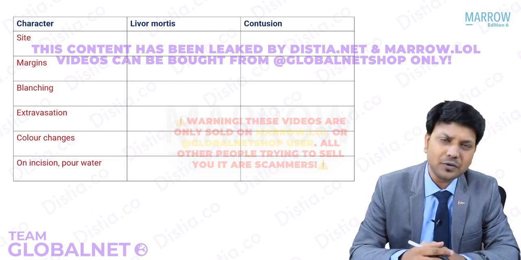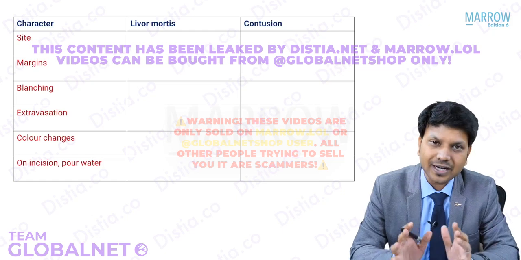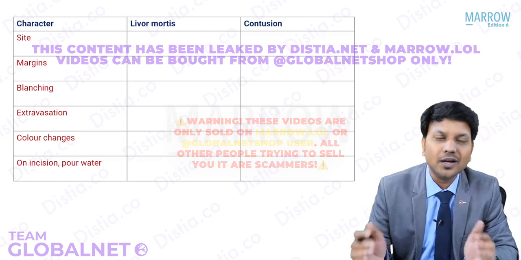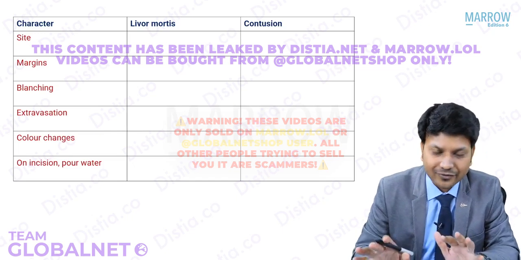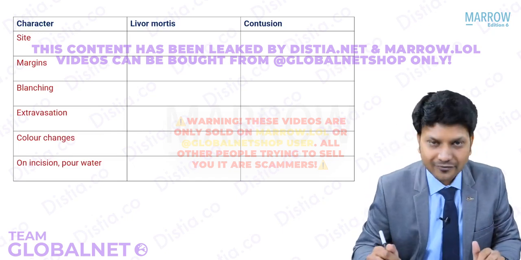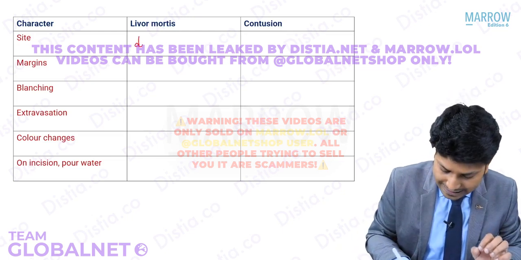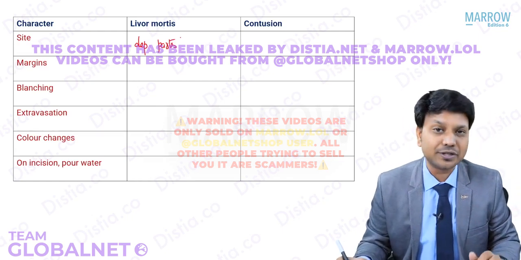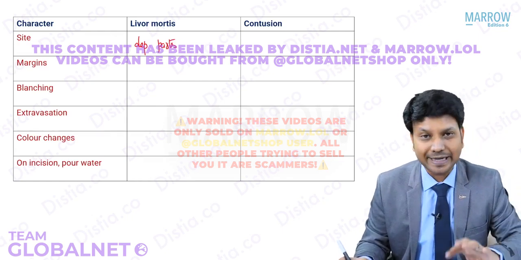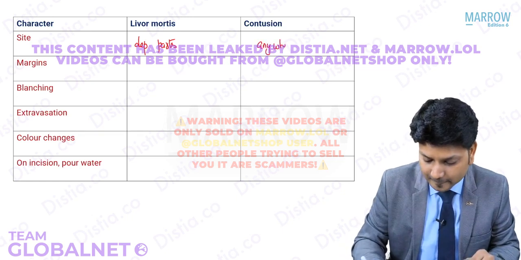For that, we don't have to learn anything new. We have already learned all the relevant points. We just have to fill up all the points in this table. That is enough. Fine. So you can yourself answer this. What is the site of livor mortis? The livor mortis is commonly seen in the dependent parts of the body. What about contusion? You cannot ask him to be hit only in the dependent part. He can be hit anywhere, so trauma can be seen anywhere.